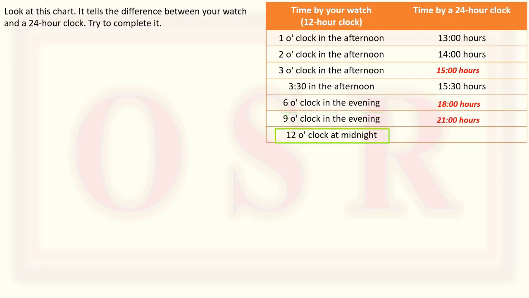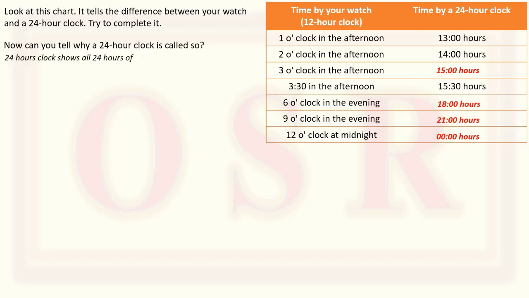Twelve o'clock at midnight, basically now the 24-hour clock starts at 12 o'clock at midnight, so it will be 00 hours. Okay, now can you tell why a 24-hour clock is called so? Yes, a 24-hour clock shows all 24 hours of a day one after the other. It doesn't divide the day into two parts like a 12-hour clock does.